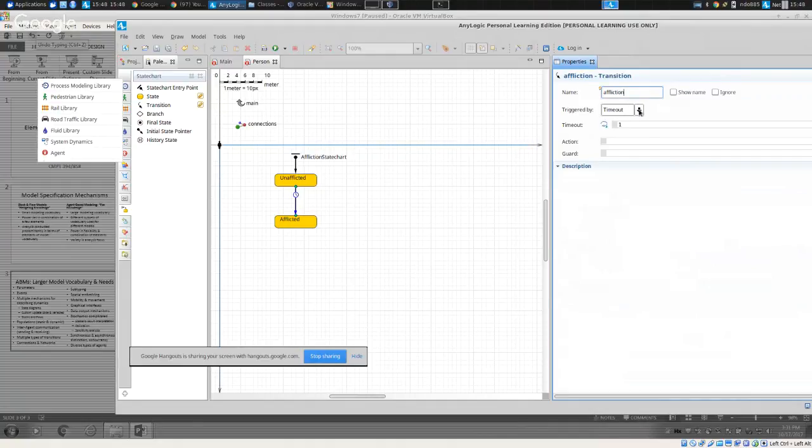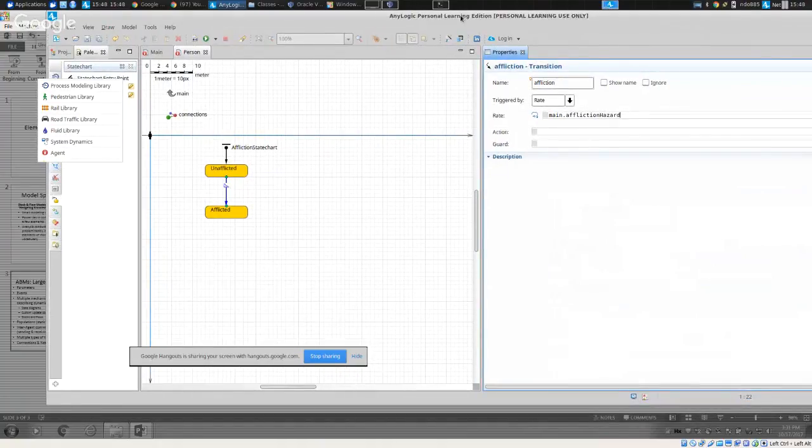Now, this transition will be triggered by a rate transition. That means, ladies and gentlemen, a hazard rate. And the hazard rate will be given by main dot, guess what? Affliction hazard, as it lives in main. You'll notice this agent has a reference to their main class in which their population is embedded. So here, this transition will be fired at a hazard rate, probability per unit time, given by that affliction hazard.